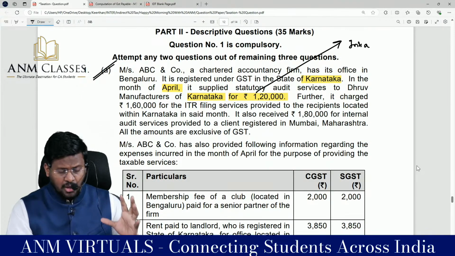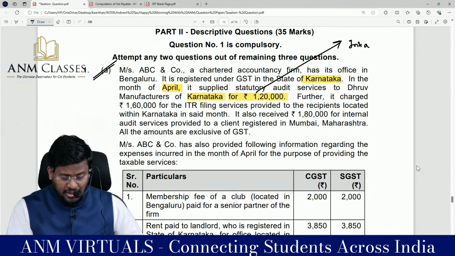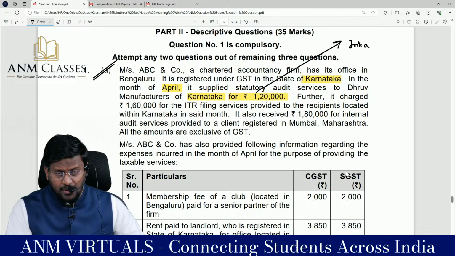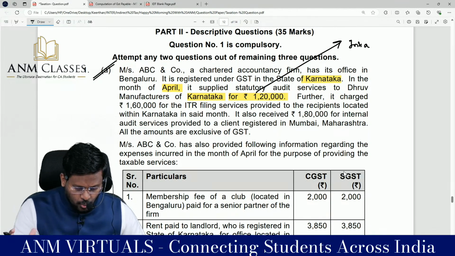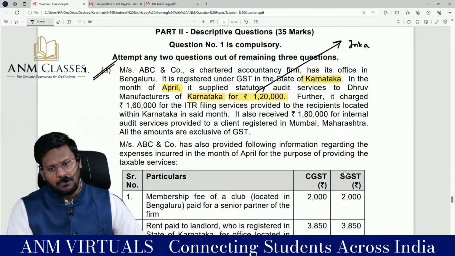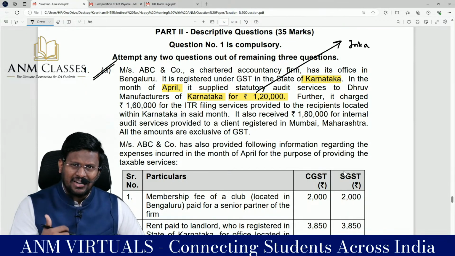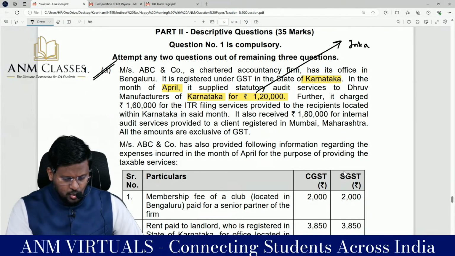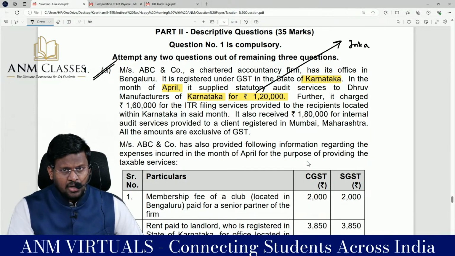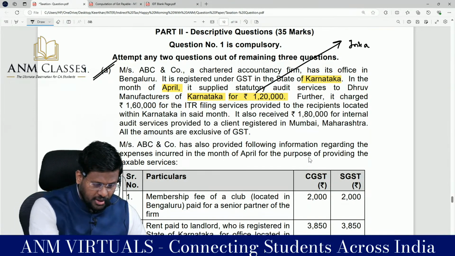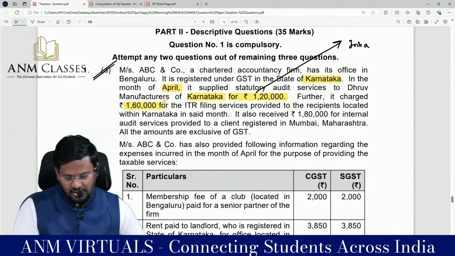Further, it charged 1,60,000 for ITR filing services provided to a recipient located within Karnataka in the said month. Again, they have provided it to an unregistered person. So this is also within Karnataka, so CGST and SGST have to be collected for this 1,60,000 also.